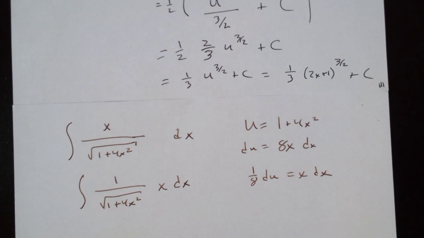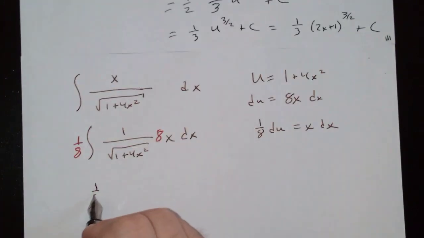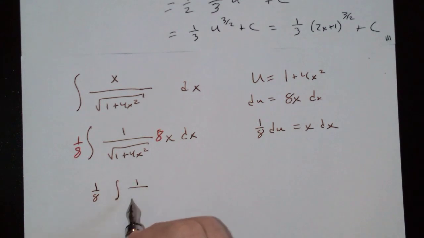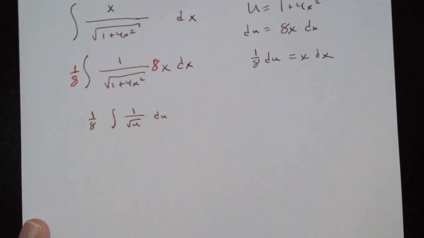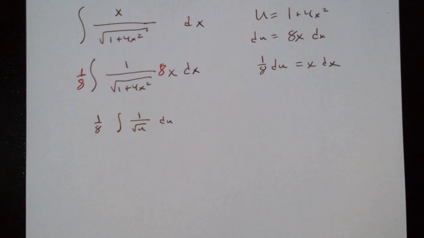Or over here, I could say I need to multiply by 1, and so I need an 8 and a 1/8 to undo each other, right? It's your call as to which way you want to manipulate it. But in either case, what I'm going to end up with is 1/8 integral 1 over square root of u du. 1 over square root of u, bleh. How do I fix that?